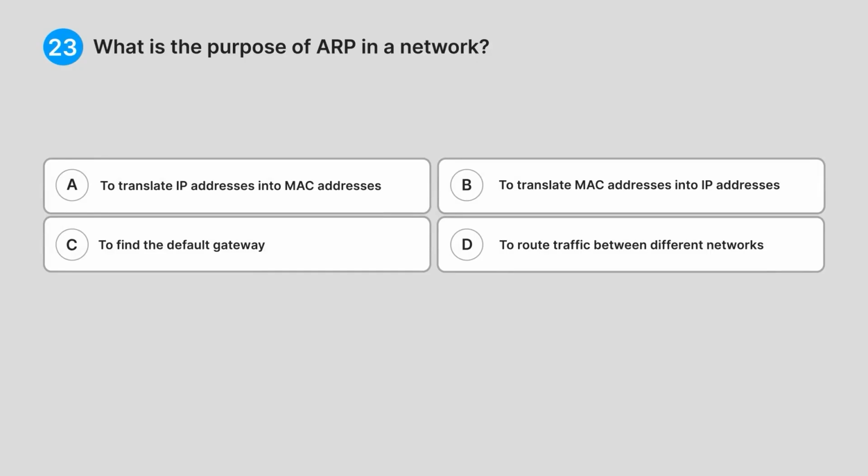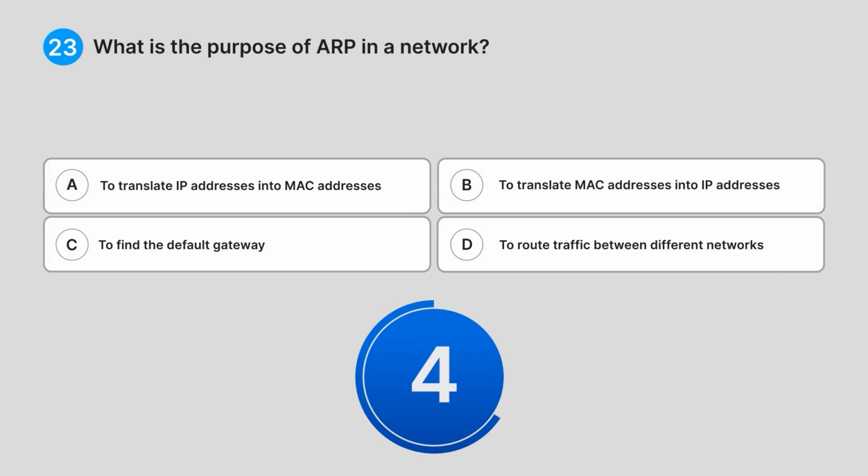23. What is the purpose of ARP in a network? A. To translate IP addresses into MAC addresses. B. To translate MAC addresses into IP addresses. C. To find the default gateway. D. To route traffic between different networks. Can you guess the answer?